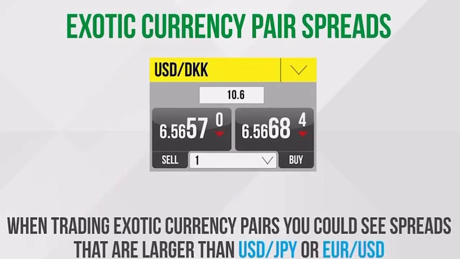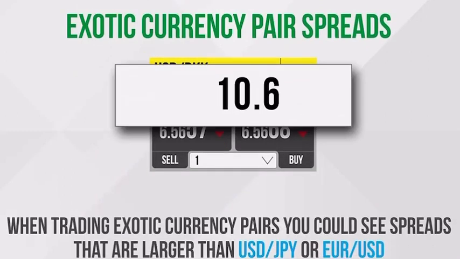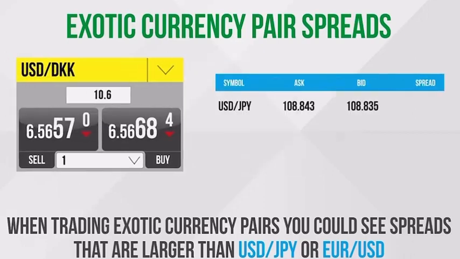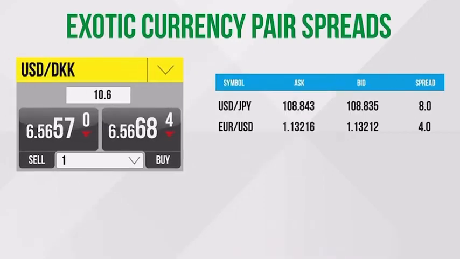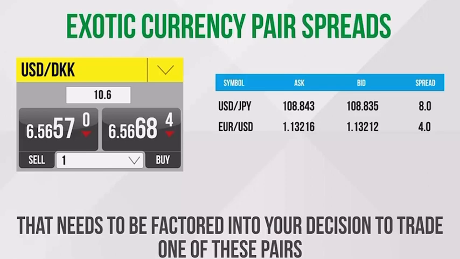When trading exotic currency pairs, you could see spreads that are significantly larger than the spread for US dollar Japanese yen or Euro US dollar, so that needs to be factored into your decision to trade one of these pairs.